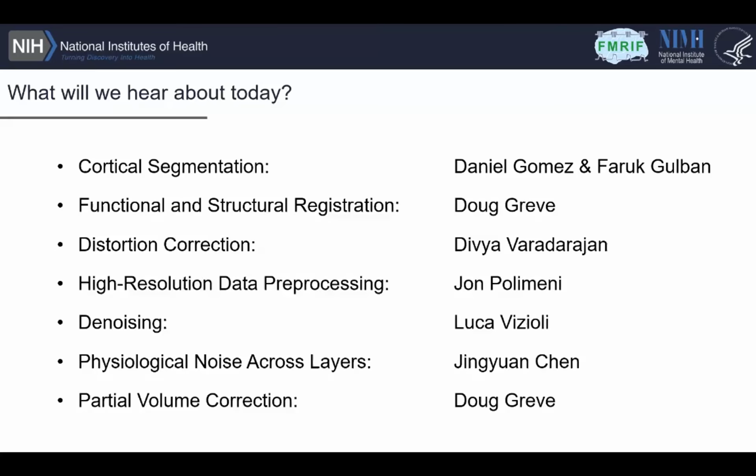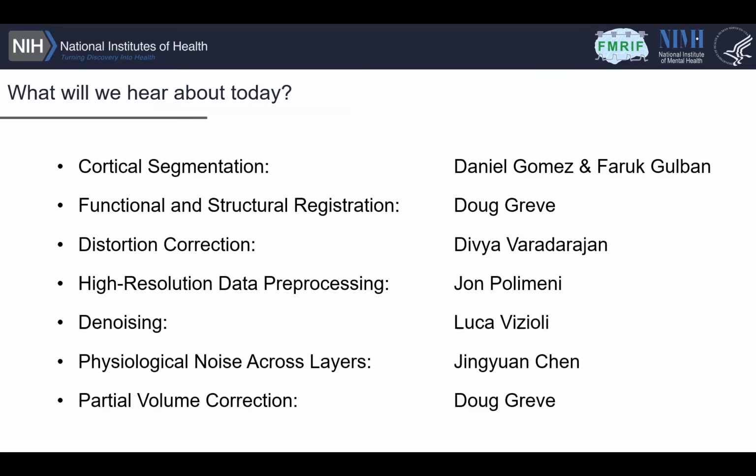So just to start things off, what are we going to hear about today? This is basically our schedule as a series of topics. We're going to hear about cortical segmentation, functional and structural registration, and how to do distortion correction, because this is an issue that comes up in a lot of high field images. High resolution data processing from John, as well as some topics on denoising, physiological noise as it relates to cortical layers specifically, and then what we do about partial volume.